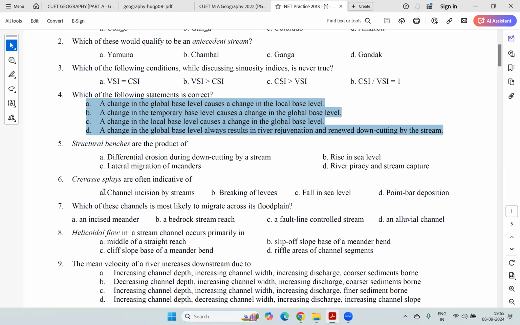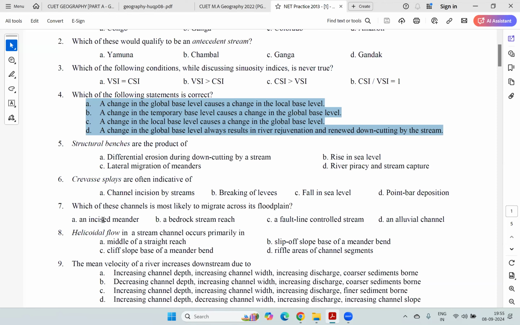Okay, then crevasse splays. Crevasse splays are formed by what? Channel incision, breaking of the natural levees, বা স্বাভাবিক বাঁধ ভেঙে গেলে crevasse splay তৈরি হয়, sea level fall, না পয়েন্ট বার ডেপোজিশনের জন্য তৈরি হয়। কোনটার জন্য আমাদের crevasse splay তৈরি হয়? 6 এর আনসার কোনটা? 6A, না, 6A নয়। চ্যানেল ইনসিশনের জন্য crevasse splay হয় না। চ্যানেল ইনসিশন করে ডাউন কাটিং হয়ে যাবে। এবার যদি তুমি বলো যে না, সাইডে যদি ইনসিশন করে বেরিয়ে যায়, the better answer is 6B, breaking of levees. Okay, breaking of levees is the better answer.